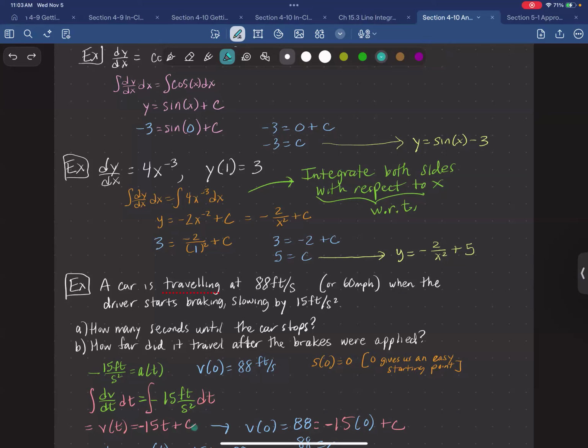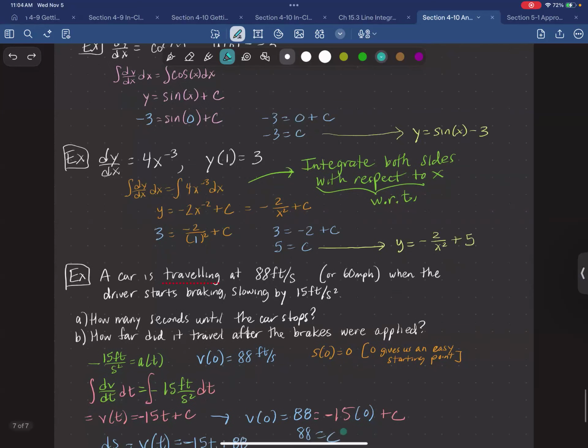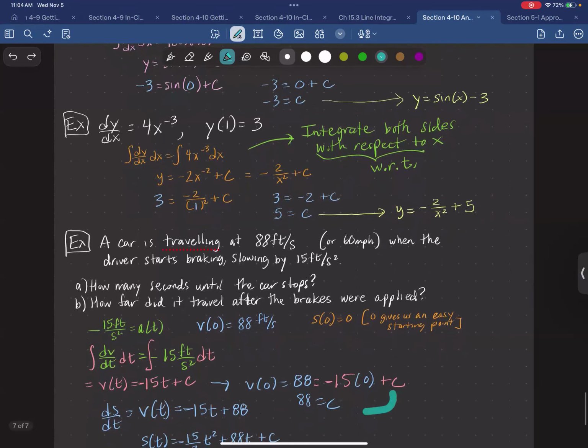And now to figure out c, I use my initial velocity. V of 0 is 88. I'm going to replace my t with 0. So 88 is going to equal negative 15 times 0 plus c. I just get c is 88. So I'm going to take that and plug that back in before I do the next step.